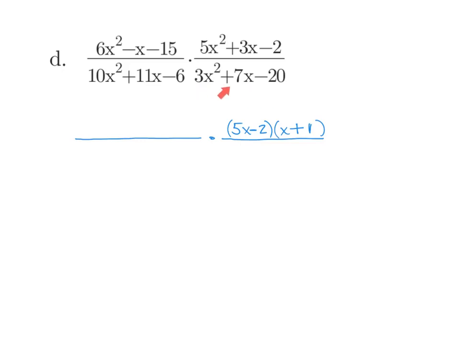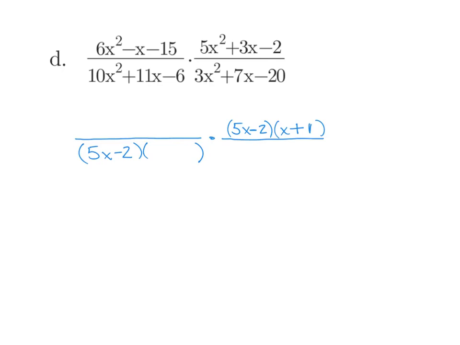Can it be a factor of the right side on the bottom? And the answer is no. 3x squared is not going to break it down into 5x times something. Well, what about the bottom left? Does 5x go into 10x squared? Yes. Does negative 2 go into negative 6? Yes. And so I'm going to take a shortcut, and I'm just going to say, well, let's see if it works. I'm going to let 5x minus 2 be the factor for the bottom left.